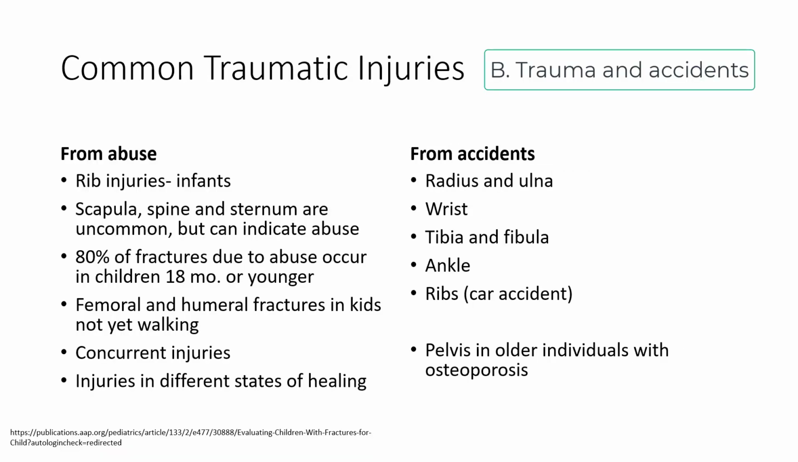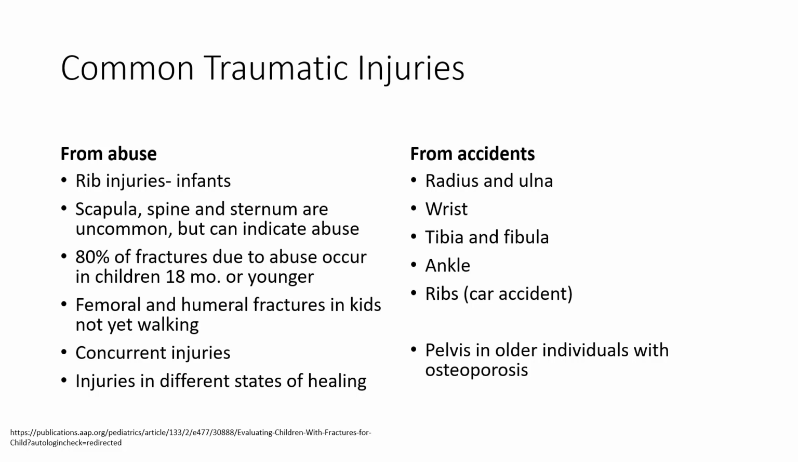Let's talk about common traumatic injuries and compare them with accidents. These are what is often seen from abuse. There will be rib injuries in infants. This is not a common injury from accidents. Injuries to the scapula, spine, and sternum are not common in infants or young kids and can be indicators of someone being picked up and squeezed or shaken. 80% of fractures due to abuse occur in children 18 months or younger.